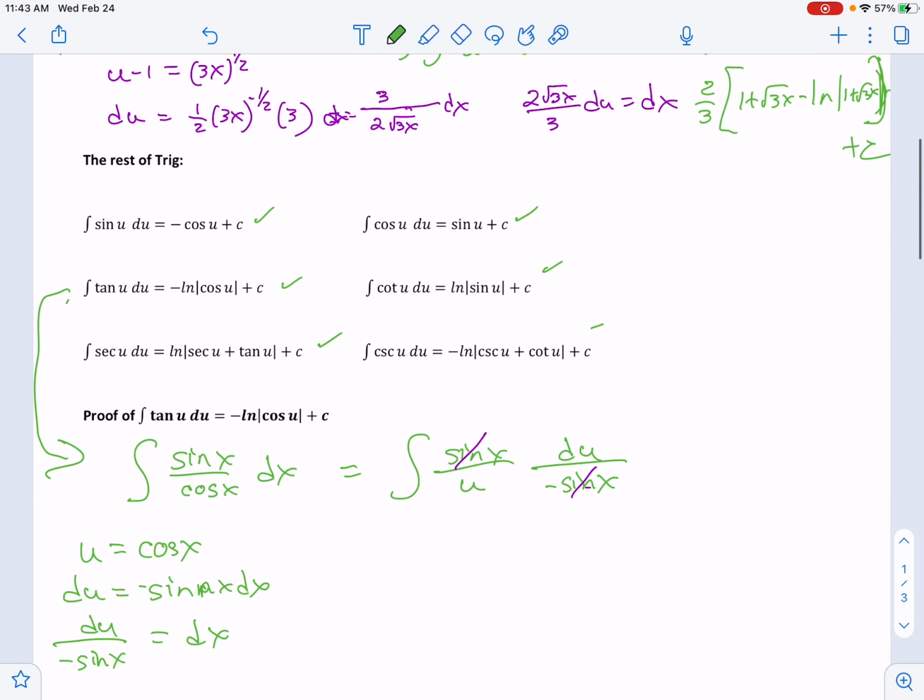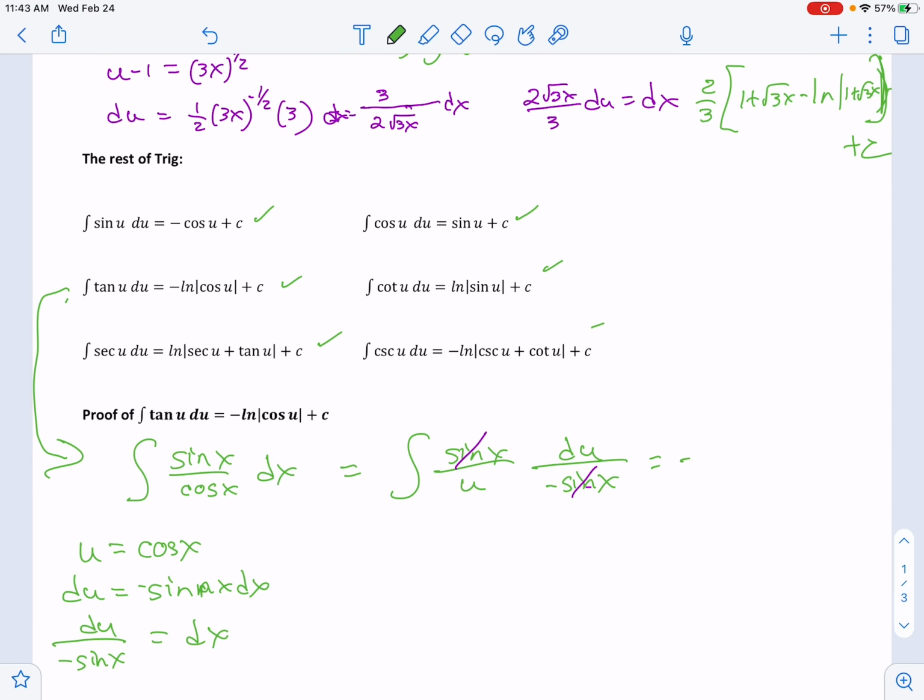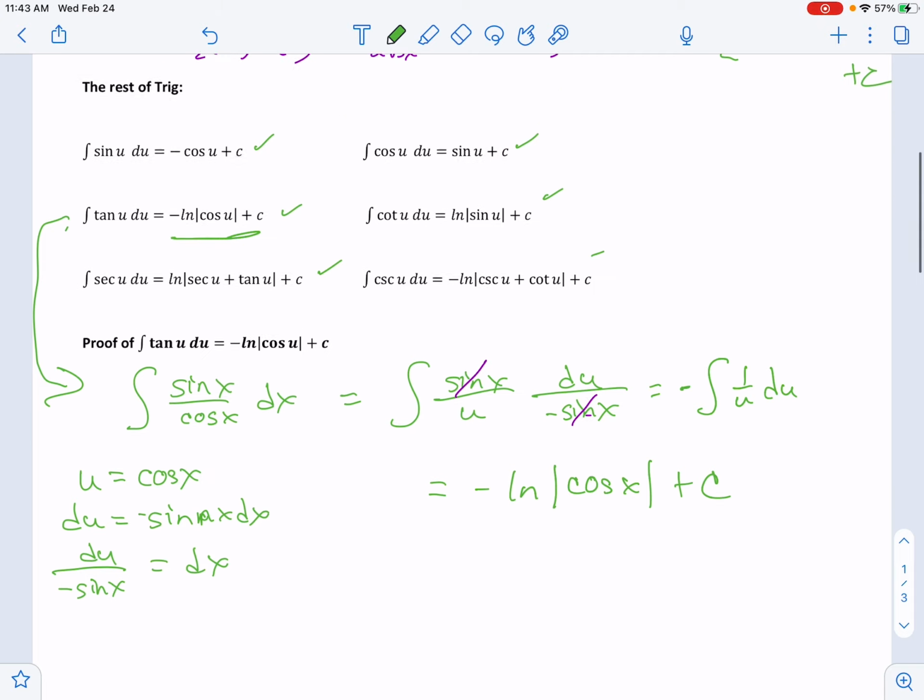And you end up with negative integration of 1 over u du, which is negative ln of u, and u was cosine, plus c. And there's your answer, okay? And you can do that same process for the rest of those. But I think it's nice to know, all right?